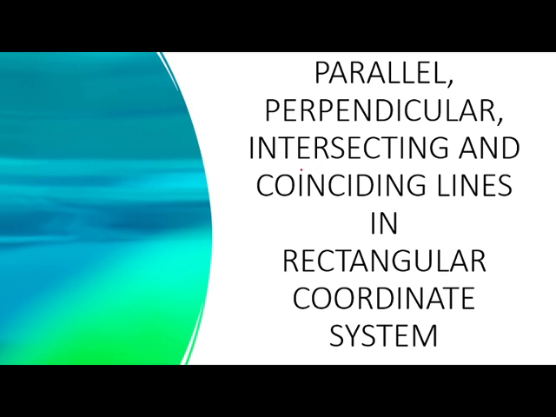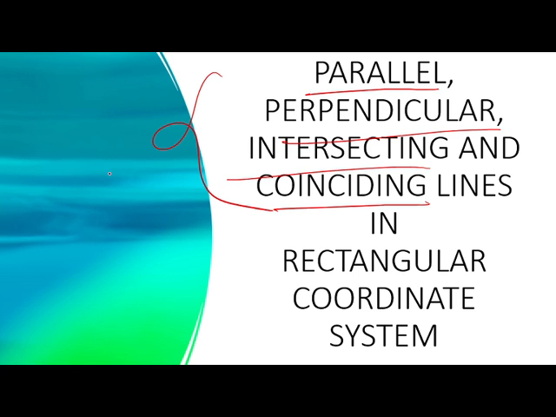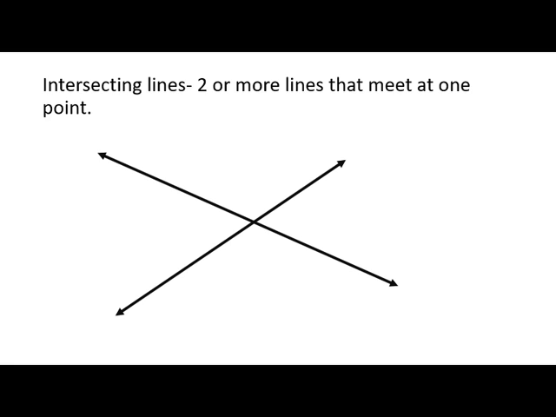So, ayan, ipapaliwanag ko po sa inyo kung paano nyo po madedetermine kung ang dalawang linya ay parallel lines, perpendicular, intersecting, and coinciding. So, I know and I think na alam nyo na itong four words na meron tayo for today. Okay, so, let's have this first.